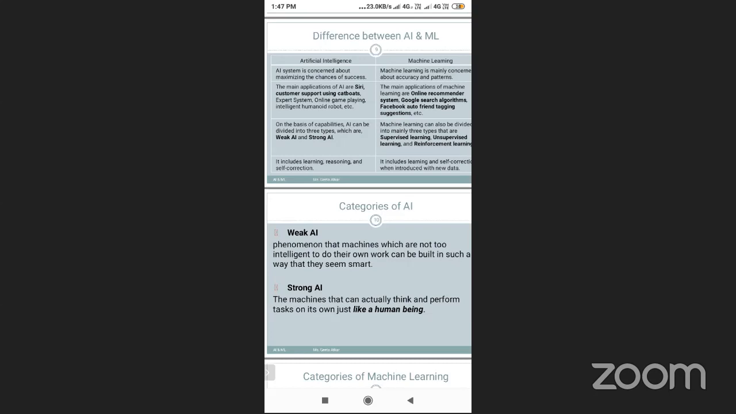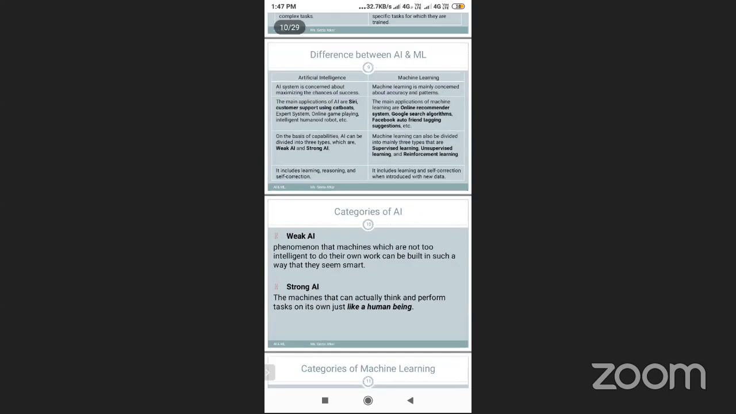And strong AI are the machines which actually think and perform all the tasks like a human being. So in the second case, strong AI, we do not need to supervise, or we can say cooperate with that particular machine. That machine will automatically perform all the functions related to it.